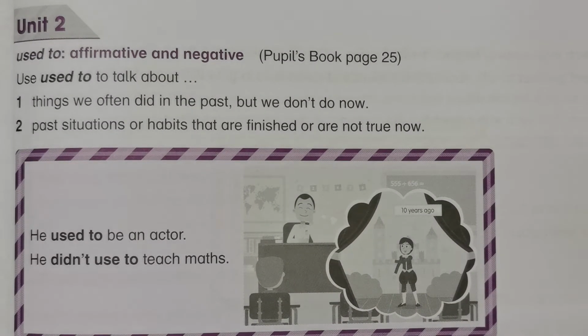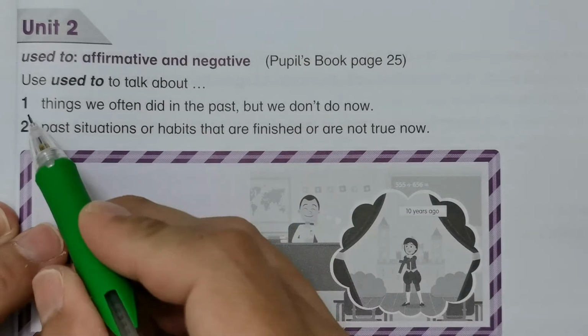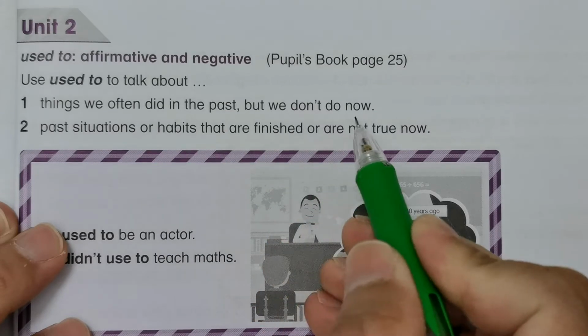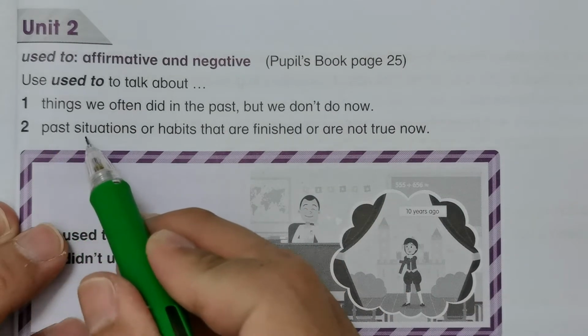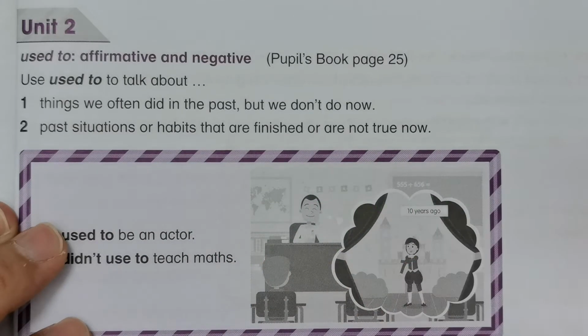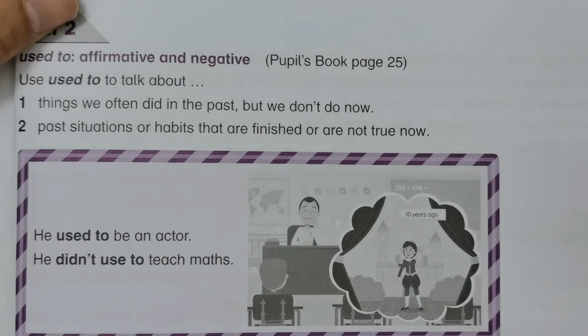Okay, pupils, we are on this Year 6 Academy Stars Workbook on page 119. So we are on Unit 2, used to, affirmative and negative. You may refer to the Pupil's Book page 25. Use 'used to' to talk about: first, things we often did in the past but we don't do now; number 2, past situations or habits that are finished or are not true now. So this is the figure here, and you may refer to page 25.